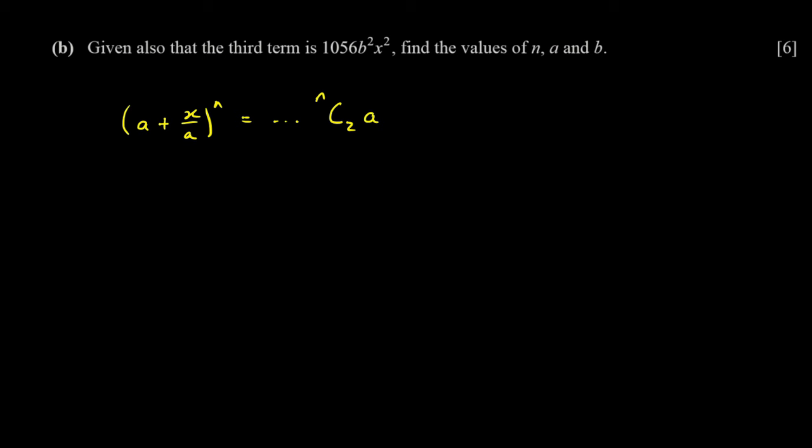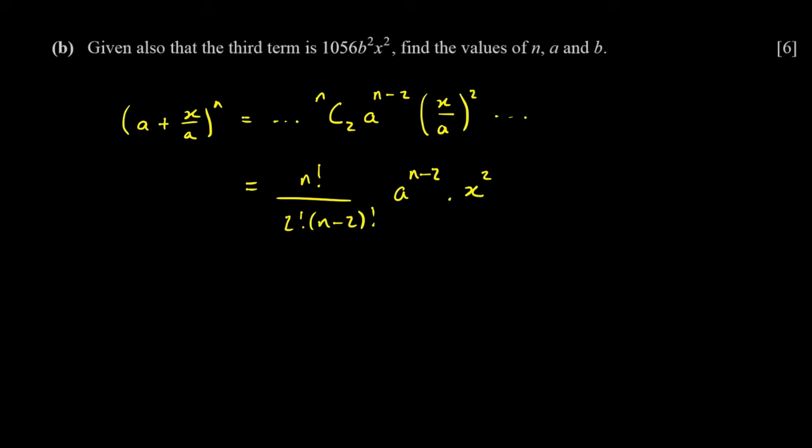And then we're going to get here a to the power of n minus 2 and x upon a to the power of 2. So that's going to be our third term. So why don't we simplify that? nC2 is n factorial over 2 factorial times n minus 2 factorial. Okay, that's using the formula for nCr, which is on the front of your exam. And we're going to get here a to the power of n minus 2 times x squared over a squared.